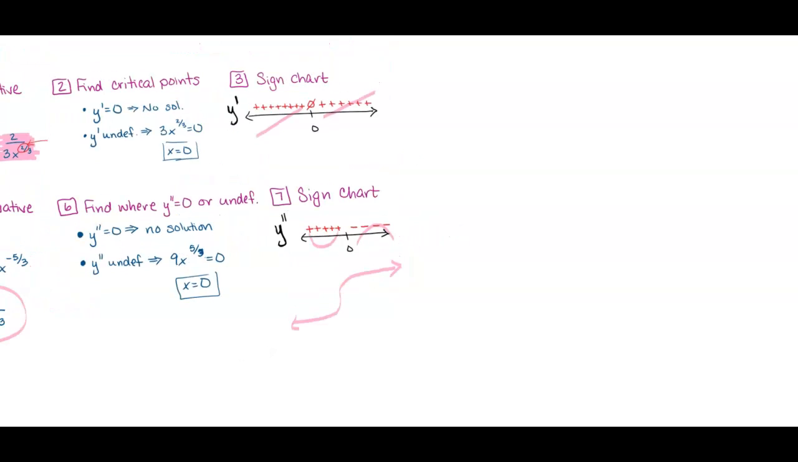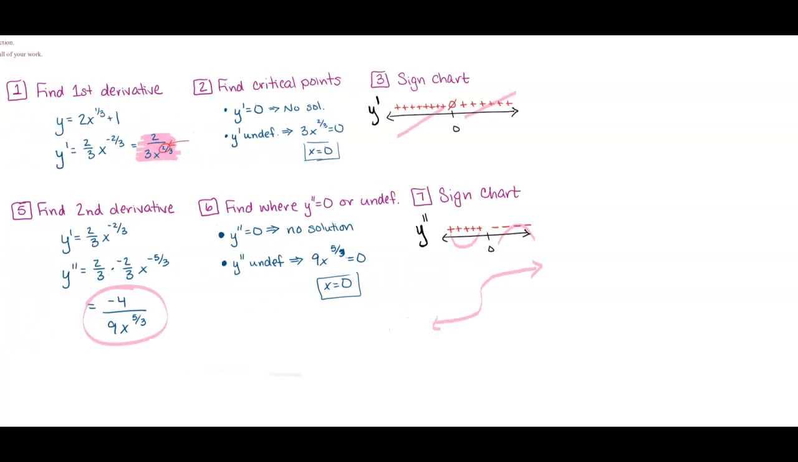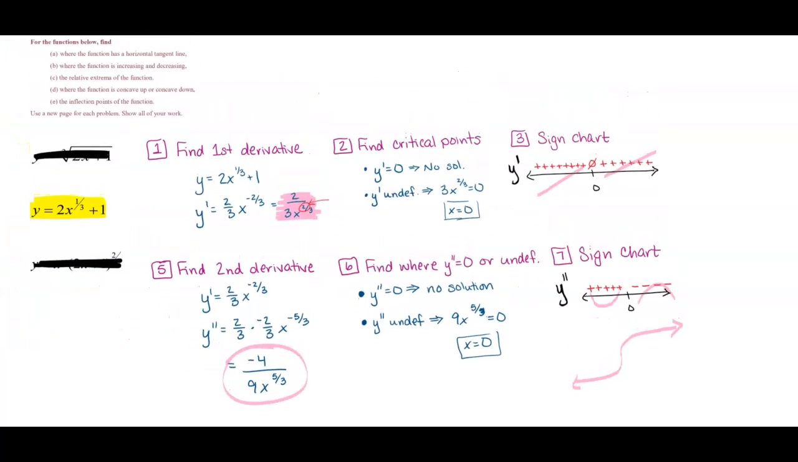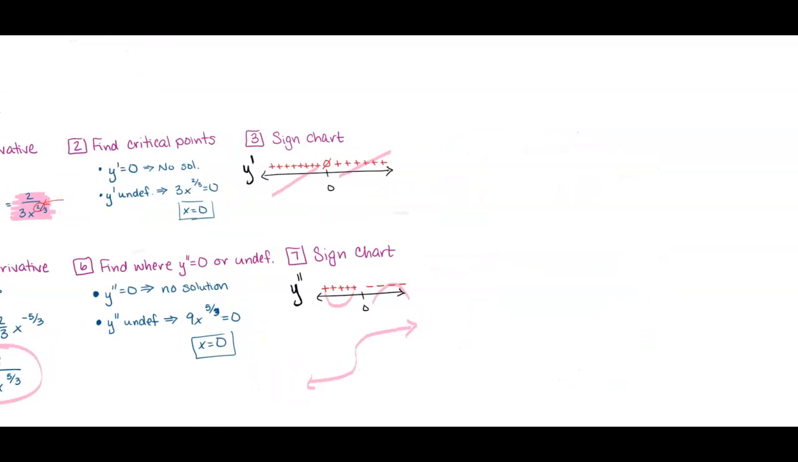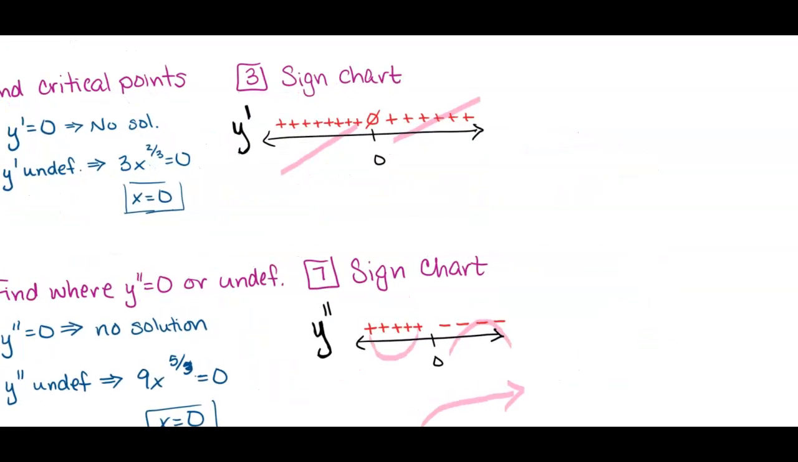All right, so let's answer the questions. The first question was, where does the function have a horizontal tangent line? Well, horizontal tangent line means the slope is 0, which means the derivative is 0. And we already said the derivative is never 0, so no horizontal tangent lines. The next question, where is the function increasing and decreasing? We get that from the sign chart. So increasing on the first interval, still increasing on the next interval. It's increasing everywhere, never decreasing. So let's write those out.